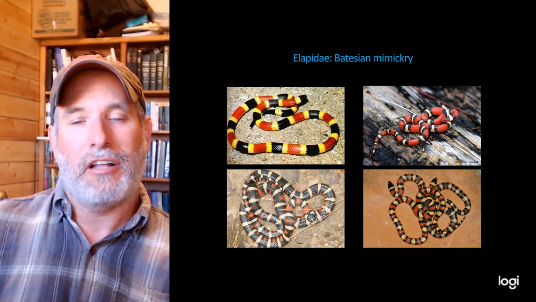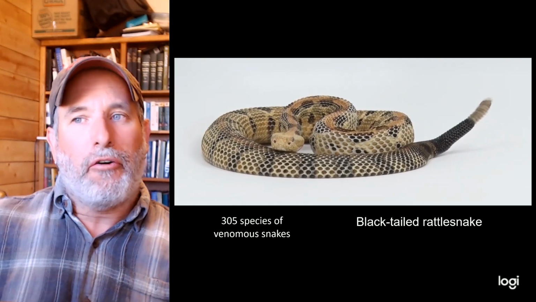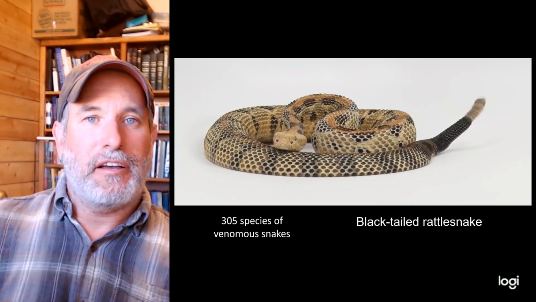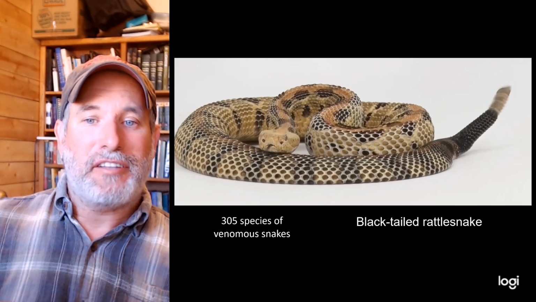They just look like the venomous coral snake. The other family, of course, are the vipers. And this is the black-tailed rattlesnake. It is an example of a pit viper. You can see it rattling its tail at me.